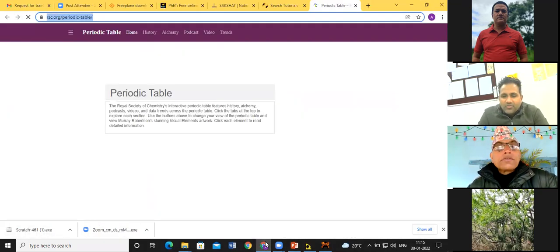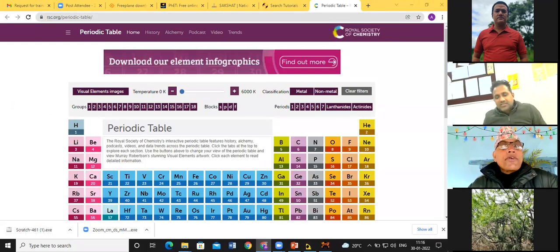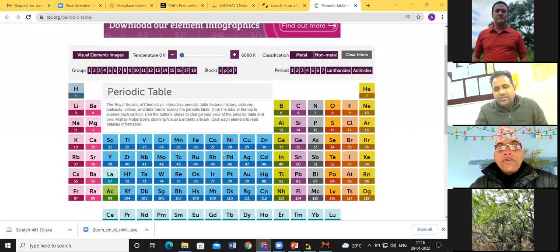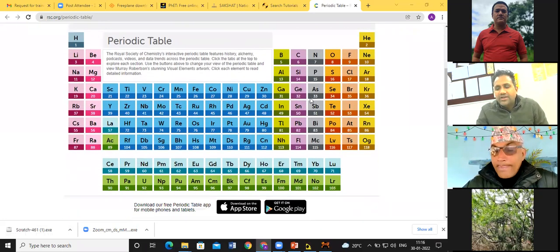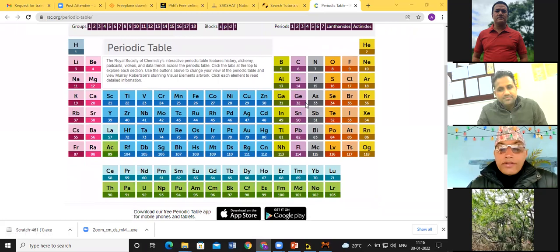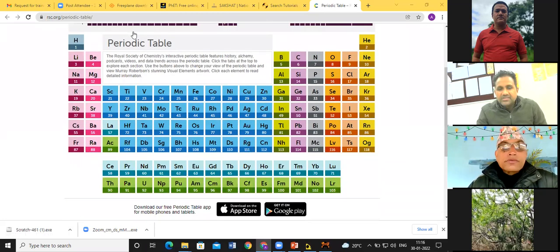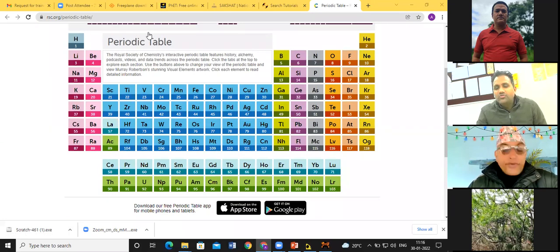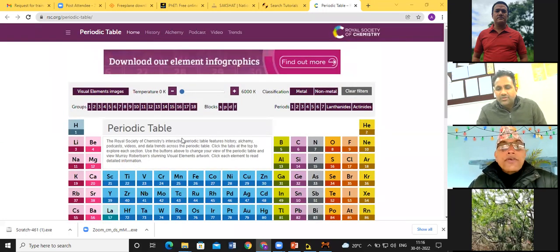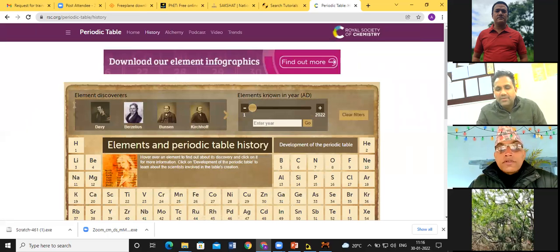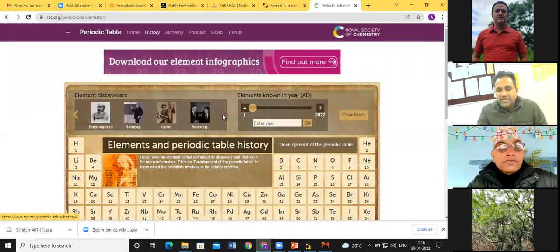When I go for this one, it will look like this. So this is the web page of the RSC, the Royal Society of Chemistry. Okay, so if you look at this one, what is this? This is the home. If you want to see the history, it will give you the history of the elements, the element discoverers, who discovered the different elements. They are the different scientists.